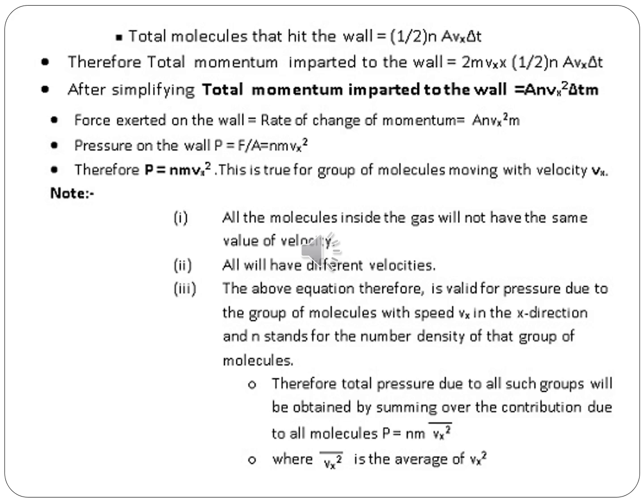Therefore, the total pressure due to all such groups will be obtained by summing over the contribution due to all the molecules, which is P is equal to n m average value of Vx square.